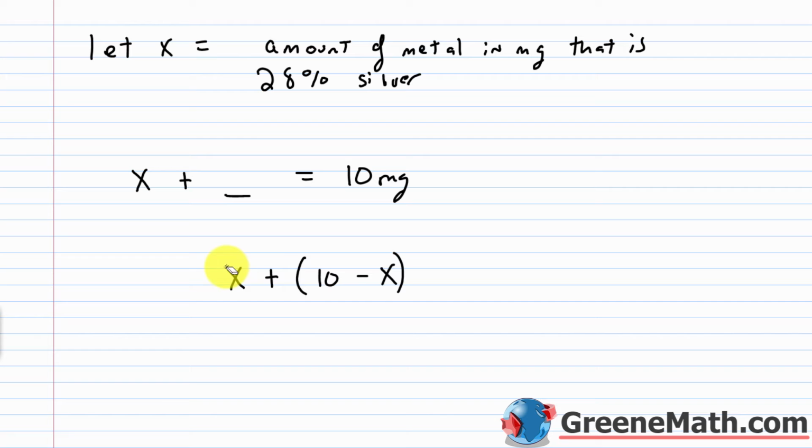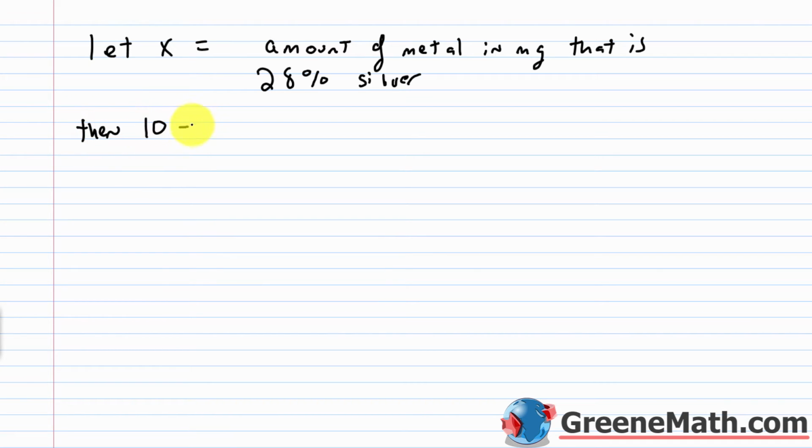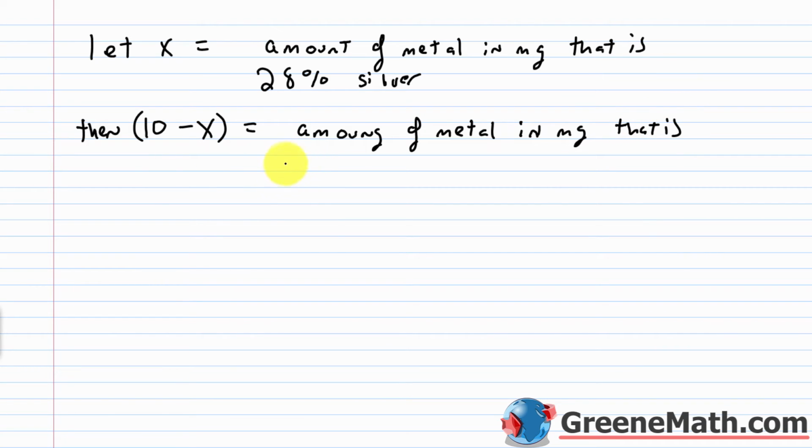Now, that gives us our relationship for the other metal. So we could say then 10 minus X is going to be the amount of metal in milligrams that is 88% silver. And again, I know the first time you see that it's a little confusing, but as you work through these problems, that's going to become something you look for all the time.